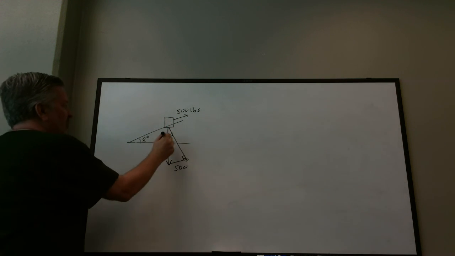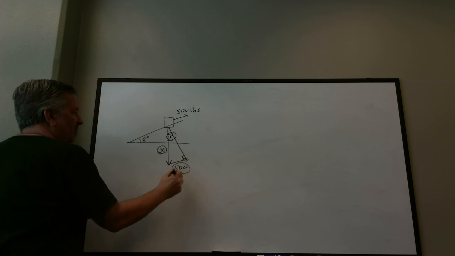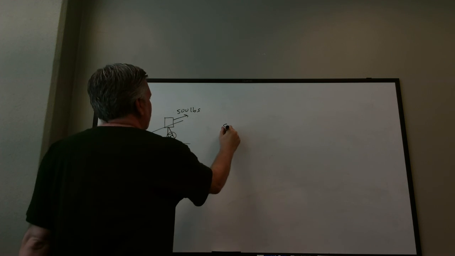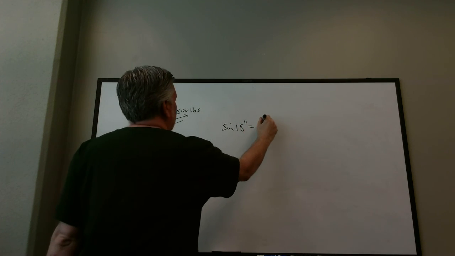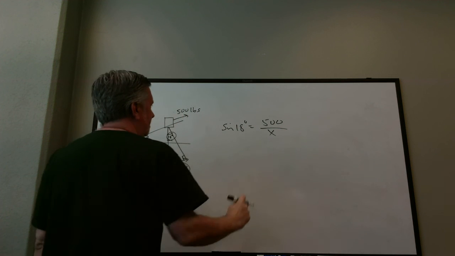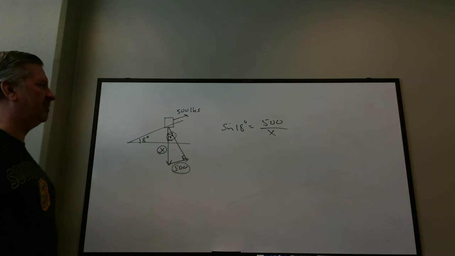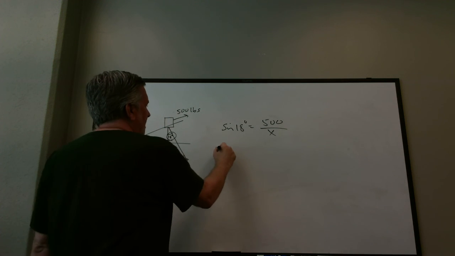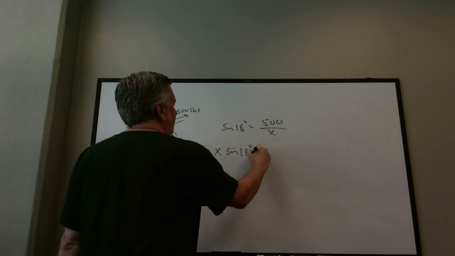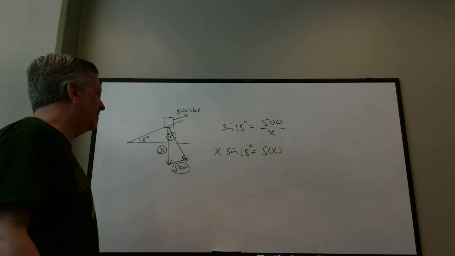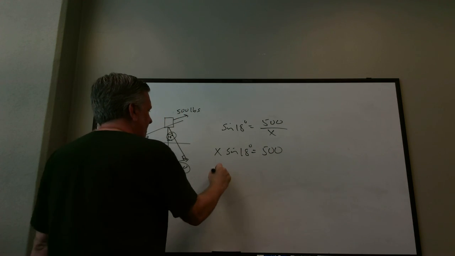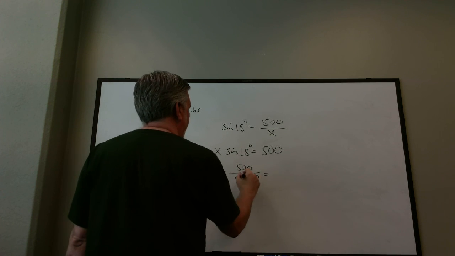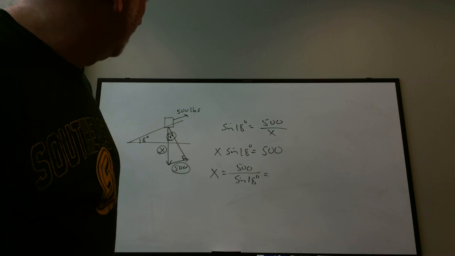Okay, so choose the acute angle and two sides. You're always going to choose those. And notice it's opposite over hypotenuse, that's sine. So sine of 18 degrees is 500 over x. Sine is opposite over hypotenuse. So here the variable's in the denominator. We need to get it out of the denominator. Let's multiply both sides by x. And then divide both sides by sine of 18. And that should be our weight.